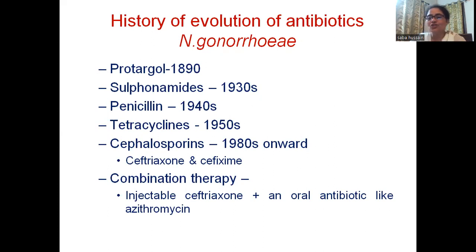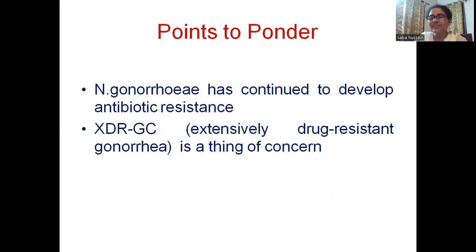Until 2000 no resistance was noted, but from 2000 resistance against these two antibiotics, ceftriaxone and cefixime, has been noted. So a combination therapy was given, which was injectable ceftriaxone plus an oral antibiotic like azithromycin. But it is noticed that this bacterium is still becoming resistant and is the second largest cause of sexually transmitted infections. It has continued to develop antibiotic resistance, and XDR-GC, that means extensively drug resistant gonorrhea, is being reported, which is a thing of concern.